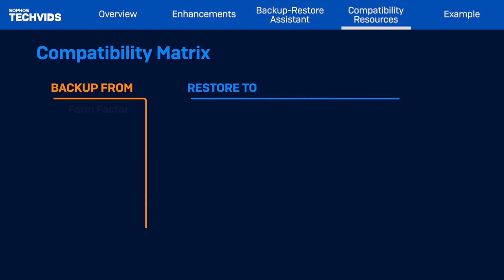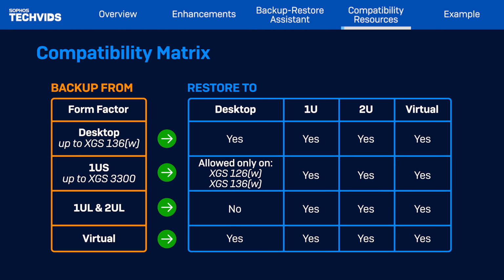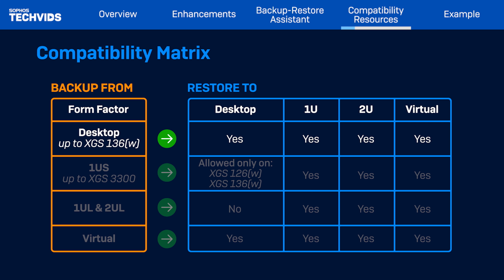We've created some helpful resources to help you check your migration compatibility. Make sure you refer to these before starting a backup restore. First is the Compatibility Matrix. You can see that all real-world migration scenarios are supported. For example, backups from XG, SG, or XGS desktop series hardware can be restored to desktop, 1U, and 2U models without restrictions on the number of ports.